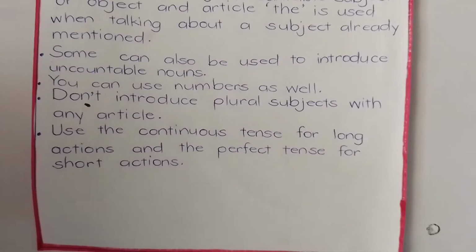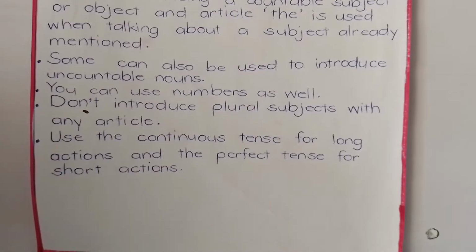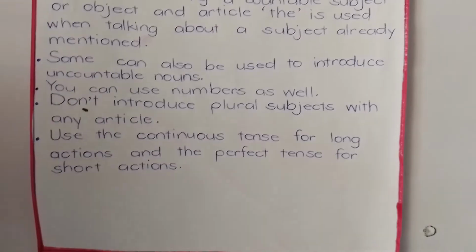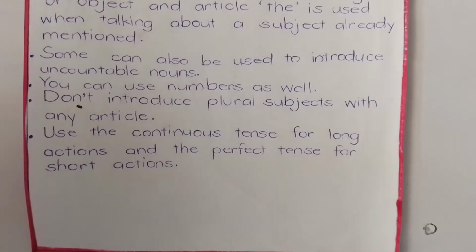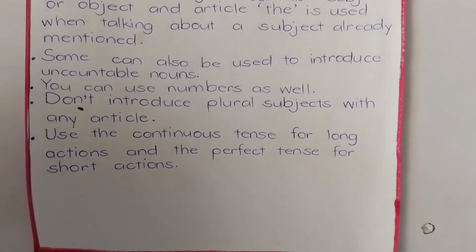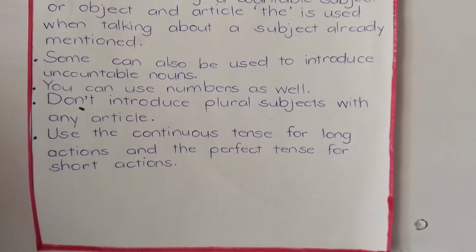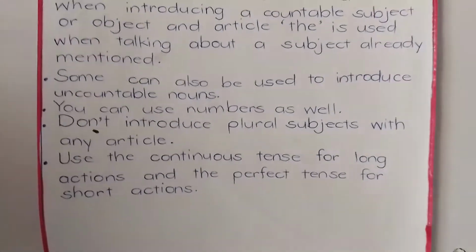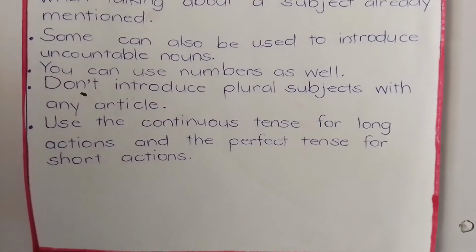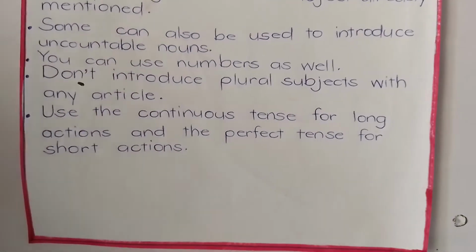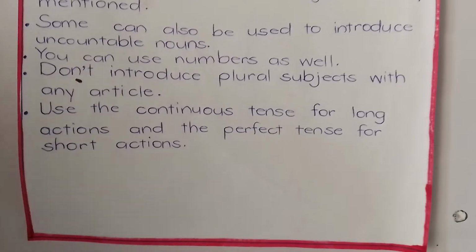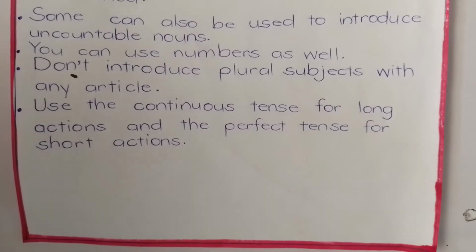Then we can as well use the word some to introduce uncountable nouns. We can say some men, we can say some people, and so on and so forth. We can as well use numbers. We can say 2 men are loading some sand on a wheelbarrow. We can say 2 men are preparing the garden, and so on and so forth.